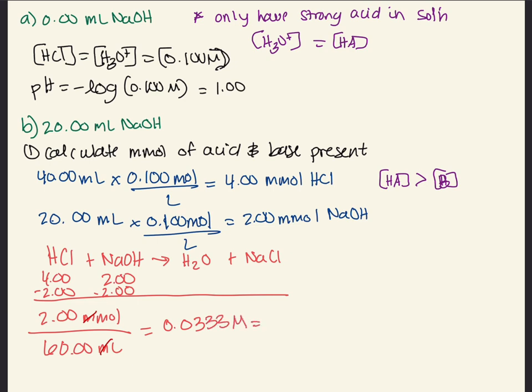And keep in mind, since this is the concentration of my acid, this is also the concentration of my hydronium ion. So I can get the pH by just simply getting the negative log of the concentration of my hydronium ion. And I get a pH of 1.48. Now, does this pH make sense?